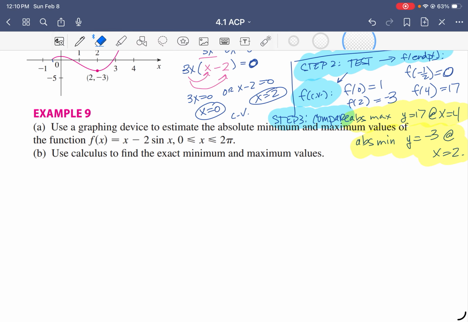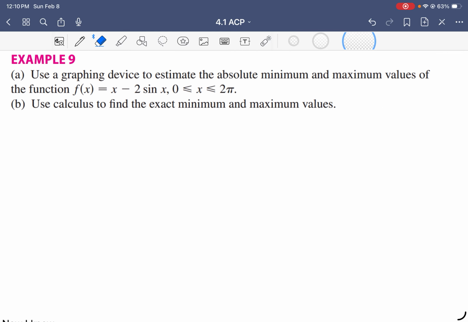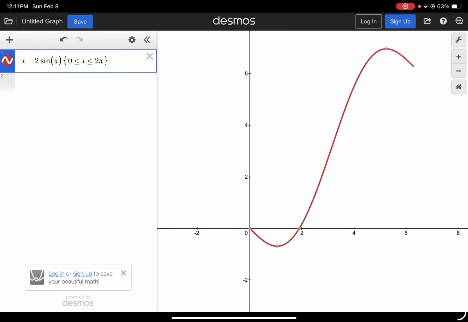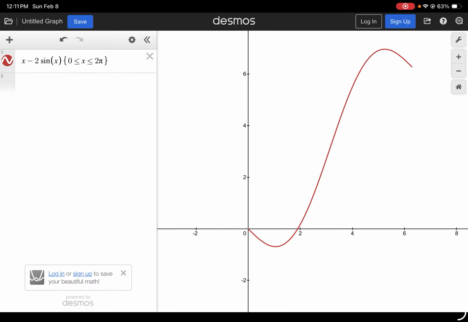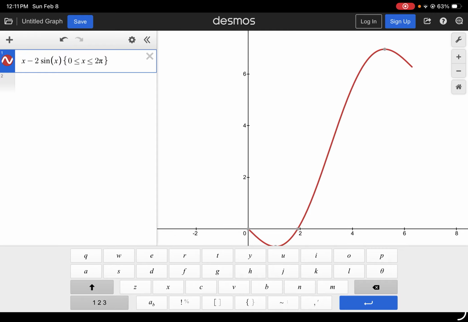All right, let's now look at example 9. It says use a graphing device to estimate the absolute min and max of this function on this interval. Well, what I can do is come over here to Desmos, and I can put in x minus 2 sine x. Then I use these curly brackets, which you can find down here by clicking on ABC in the bottom left-hand corner, and you would be able to put in a domain restriction.